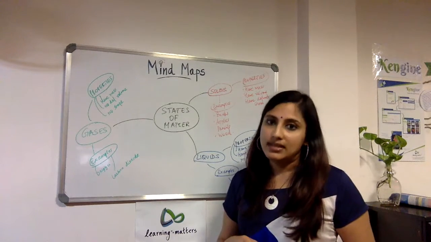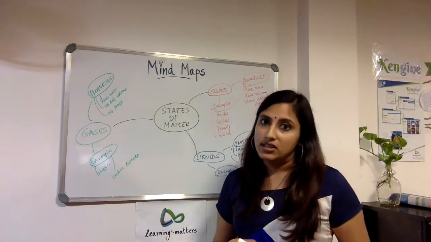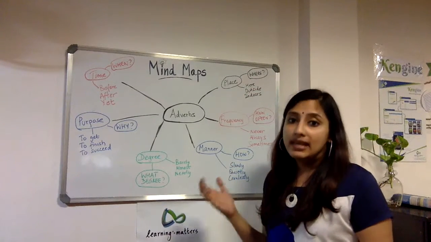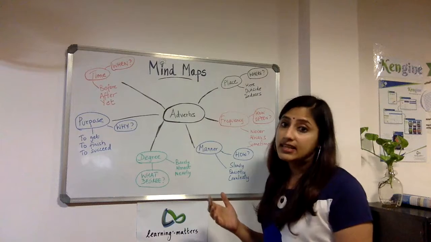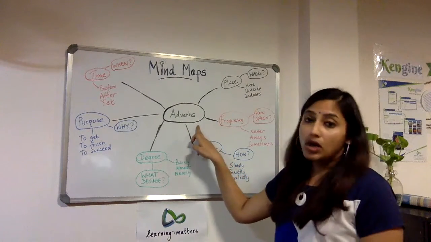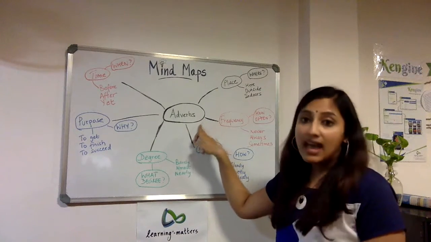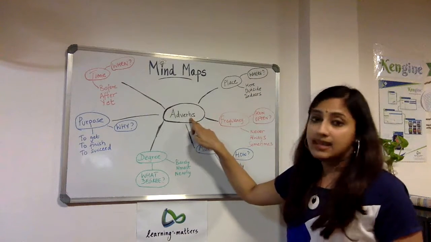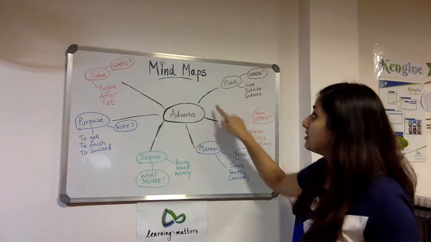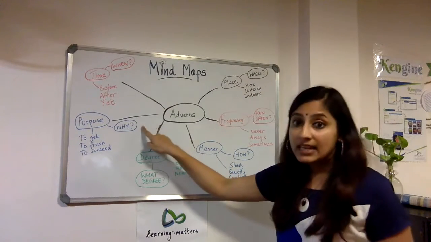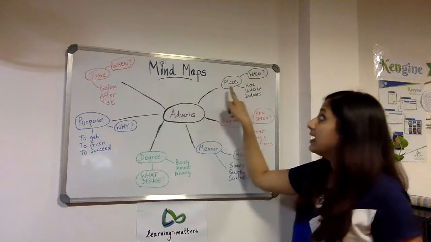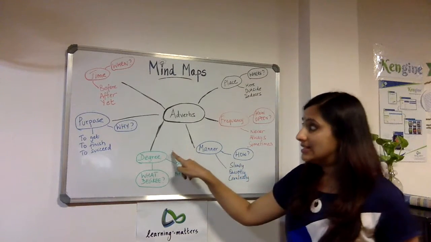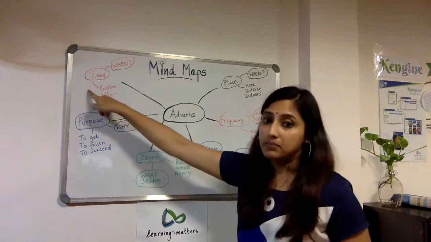Let's take a look at another example. This time we'll do one in English. Here's an example of applying the technique of mind maps to English. Yes, you can definitely use it in English as well. The main concept here is that of adverbs. Adverbs are of different kinds. So here's my main idea, adverbs. From here, I have the different branches that lead to the different kinds of adverbs. Adverbs of place, adverbs of frequency, manner, degree, purpose, and time.